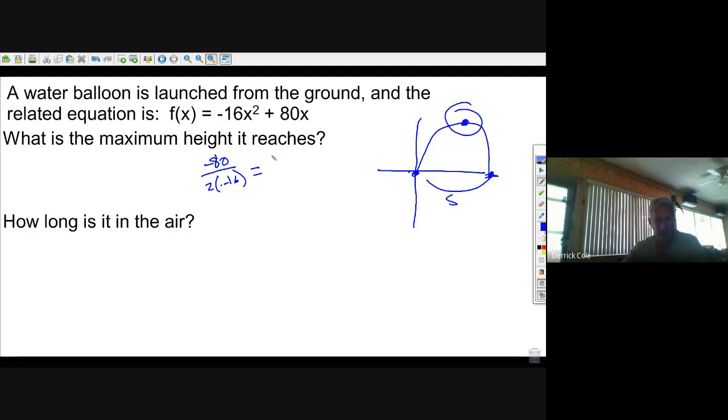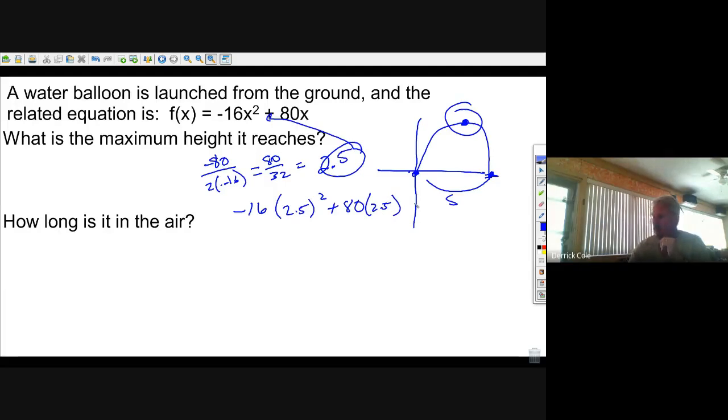-80. So negative over negative is positive. So 80 over 32. 80 divided by 32 is 2.5. Okay. You can totally use 2.5 or you can use 5/2. Okay. So I'm going to plug that 2.5 back in. So -16 times 2.5 squared plus 80 times 2.5. Got to do the math. So 2.5 squared is 6.25.